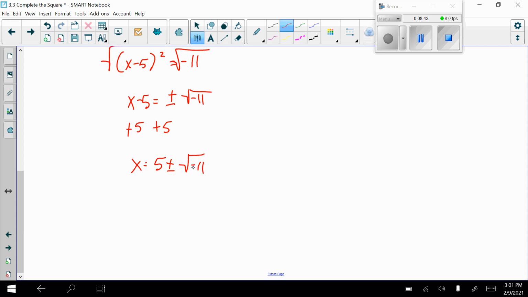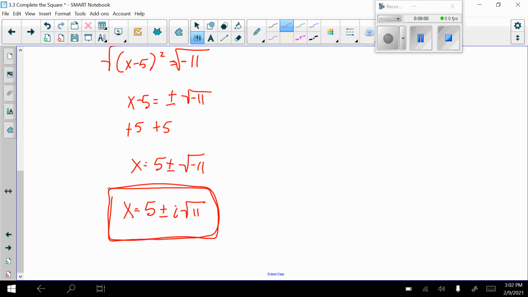So if you got a negative sign underneath the square roots, you got to pop that out to the front. It's going to become 5 plus or minus i times the square root of 11. Okay. And now there's nothing else we can do to simplify this. So this is going to be our final solution.